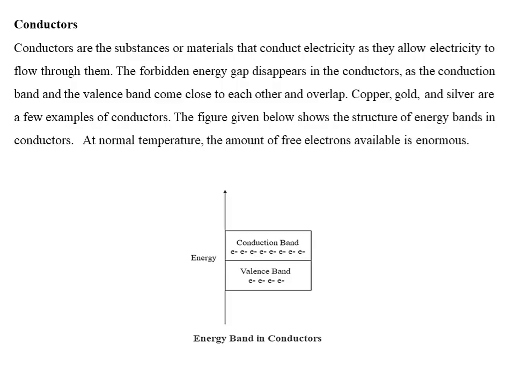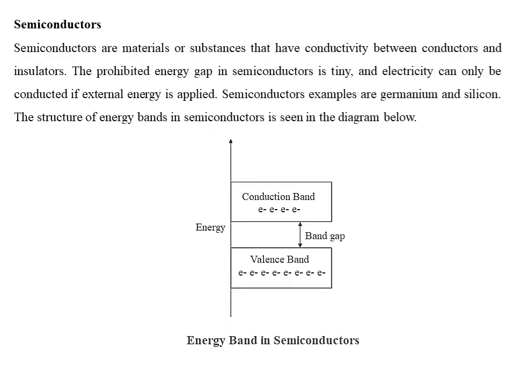Conductors. Conductors are the substances or materials that conduct electricity as they allow electricity to flow through them. The forbidden energy gap disappears in the conductors as the conduction band and the valence band come close to each other and overlap. Copper, gold, silver are a few examples of conductors. The figure given below shows the structure of energy band in conductors. At normal temperature, the amount of free electrons available is enormous.